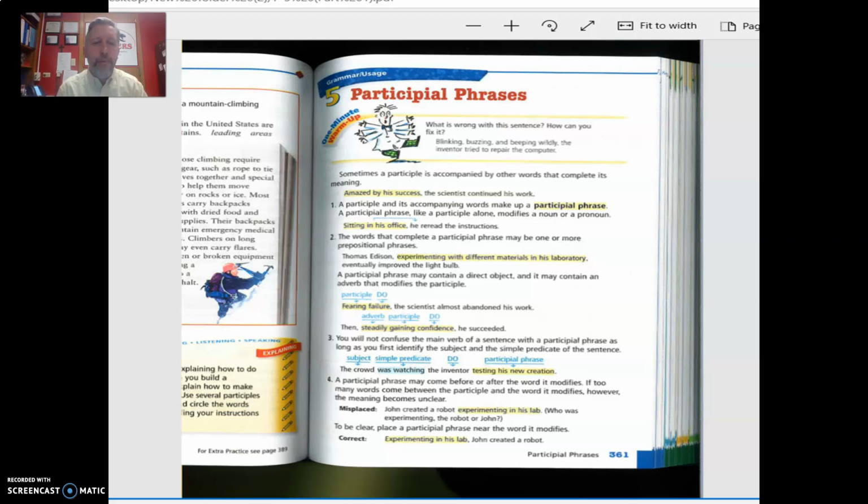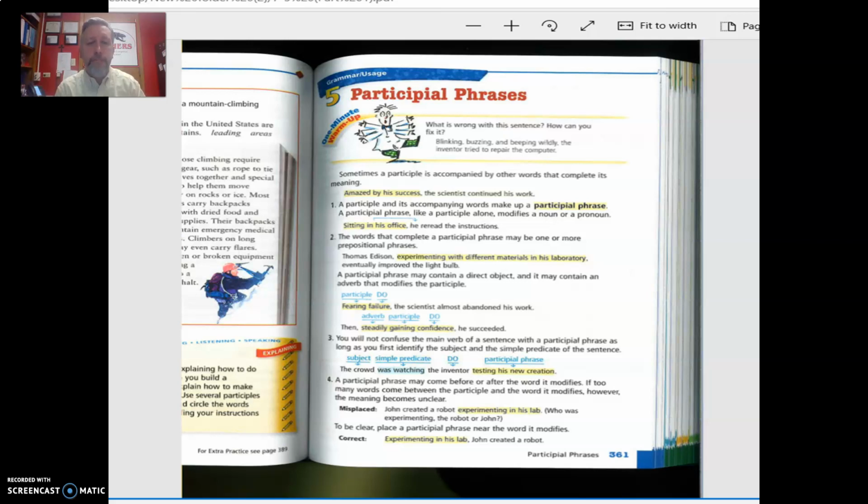There's an ing word, and a lot of times what you'll see in these phrases is a bunch of prepositional phrases strung together, and they all become a part of that participial phrase. So experimenting with different materials, there's one prepositional phrase. In his laboratory, another prepositional phrase. All of that is the participial phrase. All of that is going to be modifying Thomas Edison because he was the one experimenting with different materials in his laboratory.